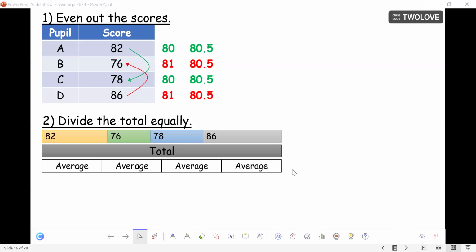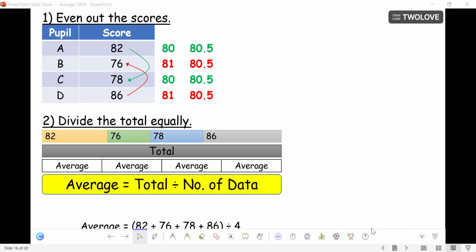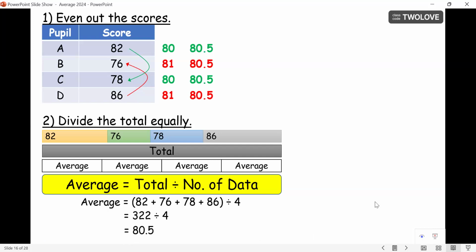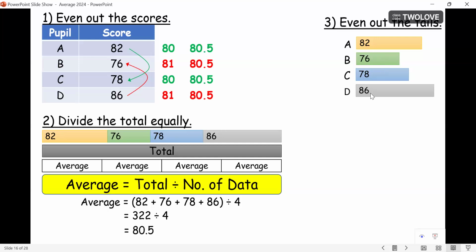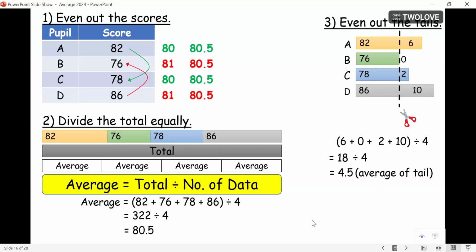Another method, method two, I add them all up together, then I divide. That's what's happening. First, giving to each other. Second, divide total by number of data. And what I was trying to tell you just now was what I call share out the difference, even out the tails. Looking at this clearer example of A, B, C, D, I cut all the extras out, compared to the shortest one. And then I share out. I make a slit, make them all equal, share it out, and then add it to the shortest one, and I get the average.